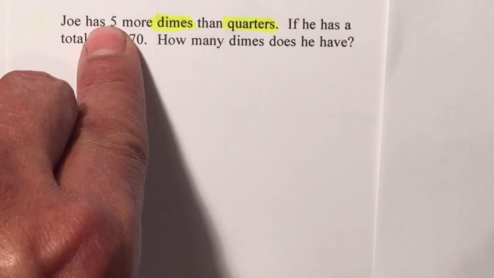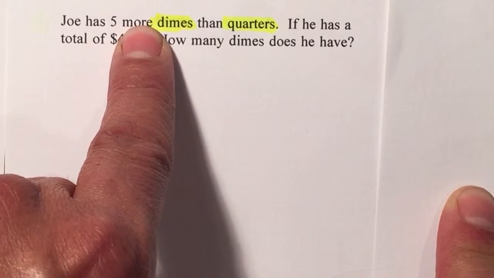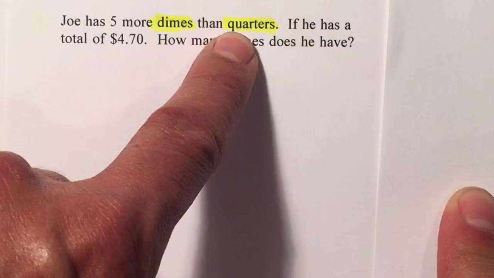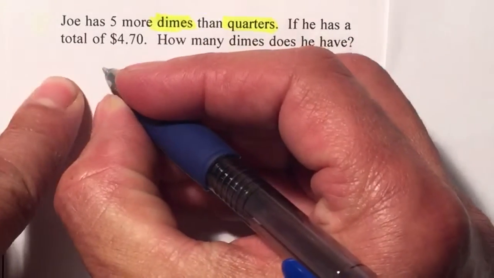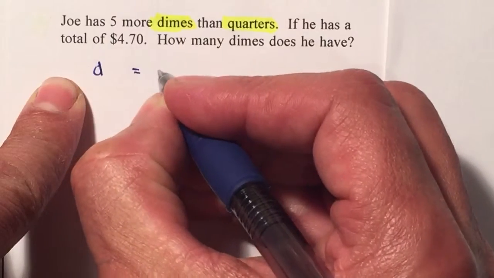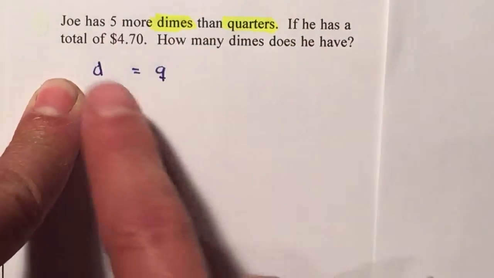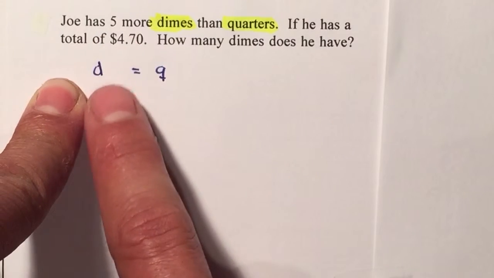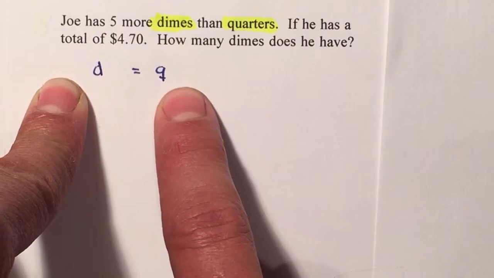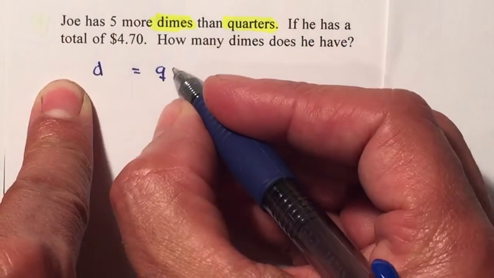Your first equation comes from the first line. Joe has more dimes than quarters. So we have the number of dimes and the number of quarters. So the question is, who gets the plus 5? The dimes or the quarters? Just be careful. In this case, the quarter is the one that gets the plus 5.